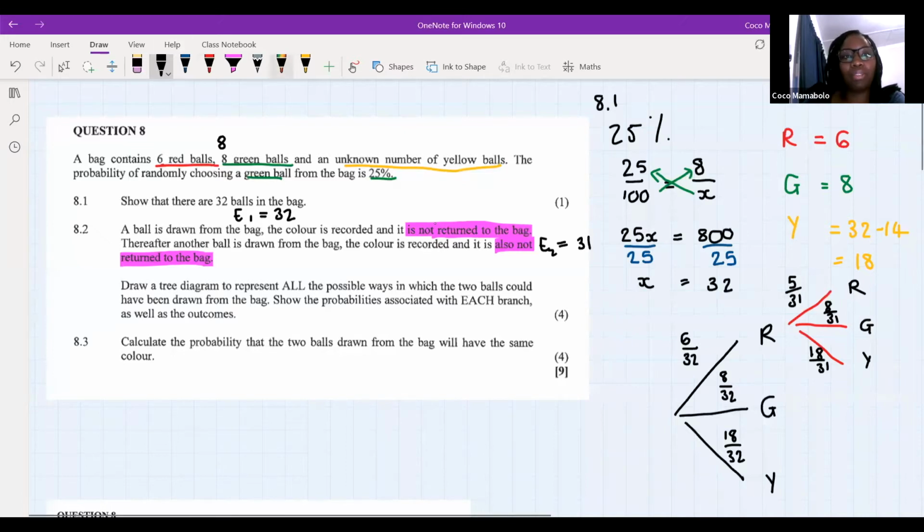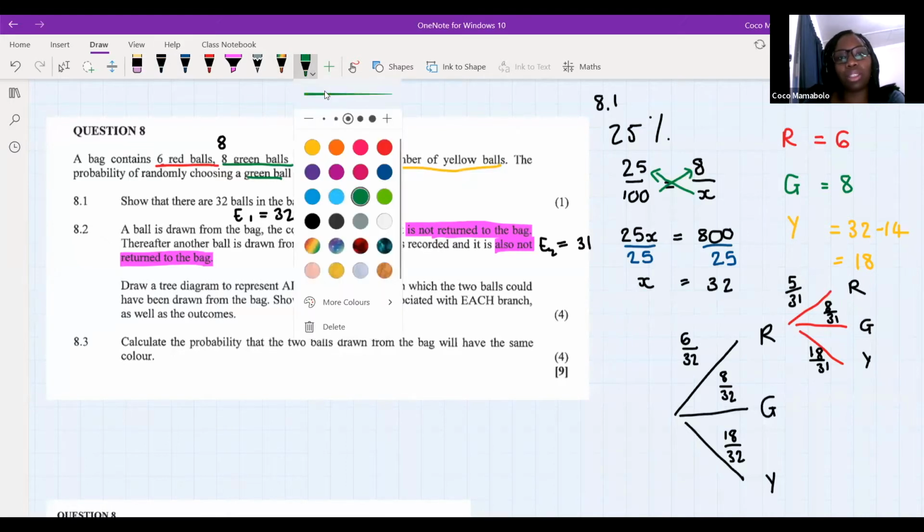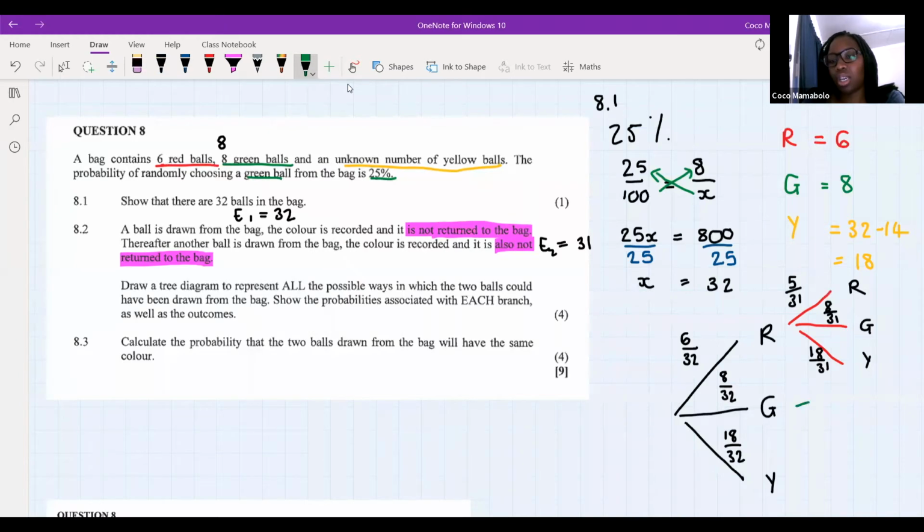Okay. We'd have the same thing happen with green. Okay, I'd have red, green, and yellow. Then remember, guys, the red will stay the same. So the red would still be 6 balls because I would draw a green one and not a red one, but that would be over 31. And then the green would be 7/31 instead of 8. And then over here, we'd have 18/31 again.